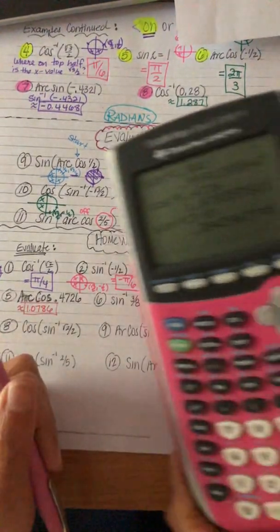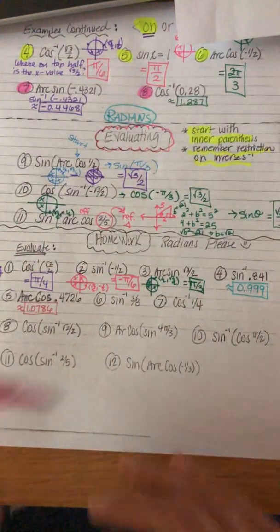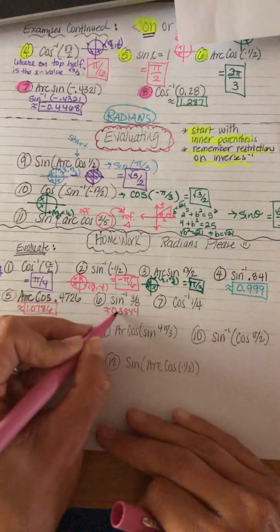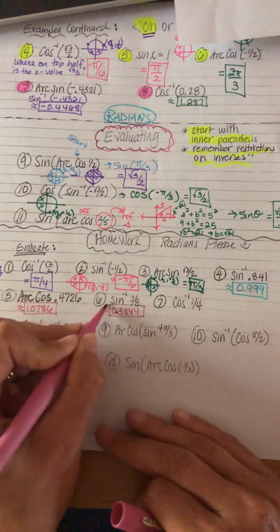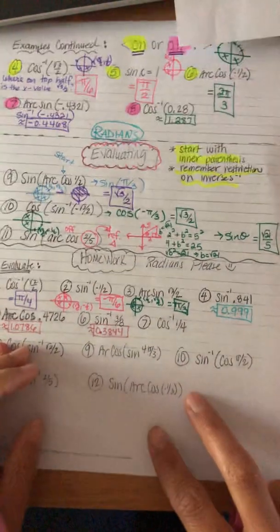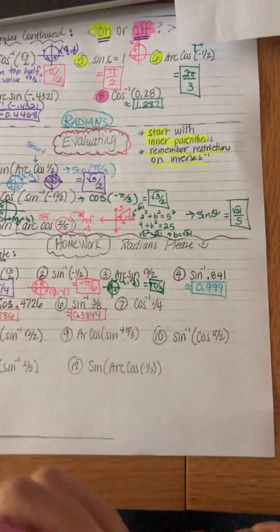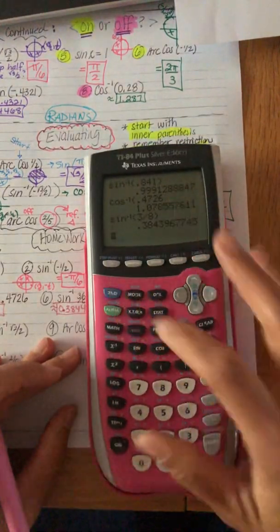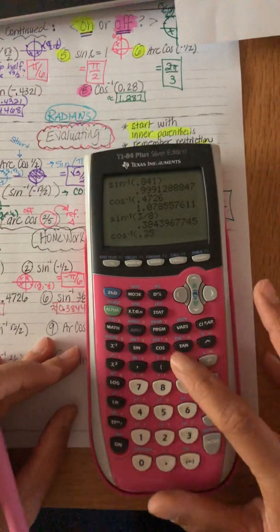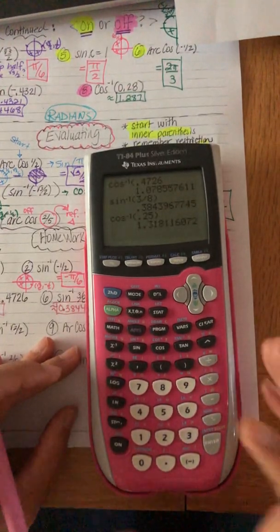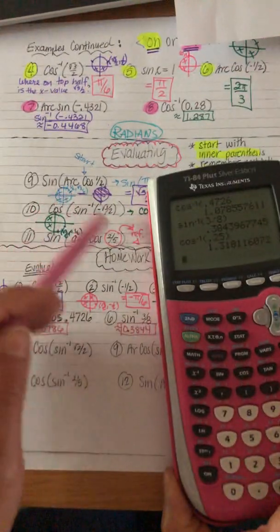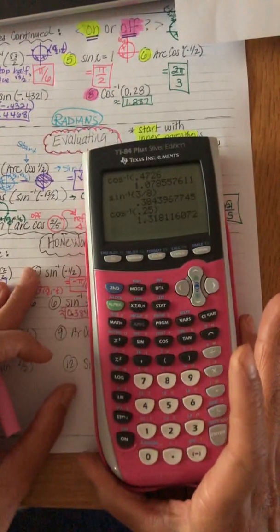So here we go. For number 6, I got 0.3844, rounded to 4 decimal places. And then cosine inverse of a fourth. A fourth is 0.25, so I'm just going to type the inverse cosine of 0.25. I don't need to drop a reference triangle because I'm not trying to do the double evaluation like I am over here. So 1.3181.